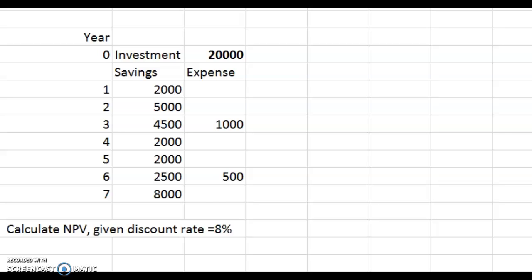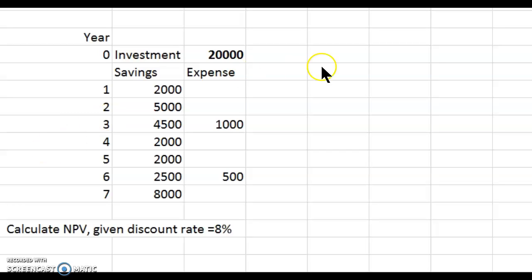It has an investment of 20,000 rupees and yearly savings of 2,000 rupees, 5,000 rupees, etc. up to 8,000 rupees till the 7th year. And it has also incurred expenses during its 3rd year of operation and also during the 6th year of operation. You are asked to calculate what the NPV is. How can you do that?